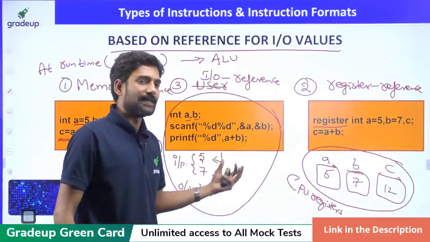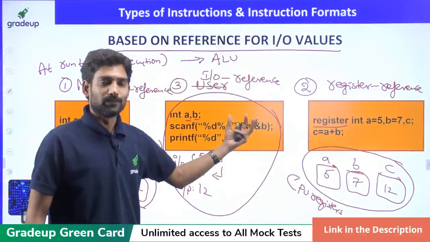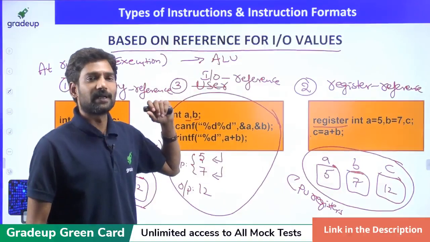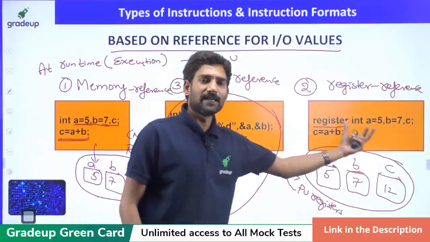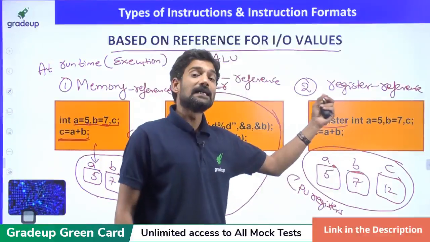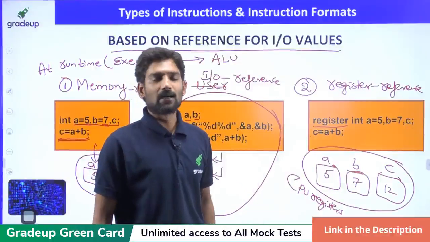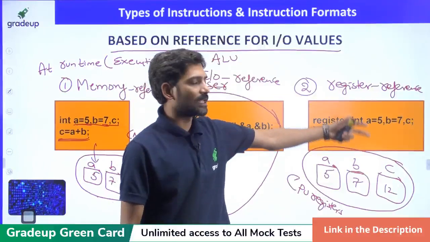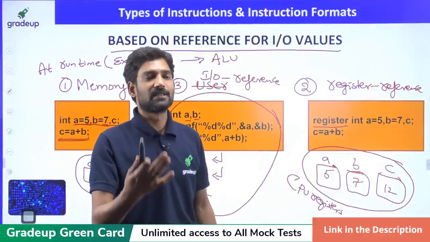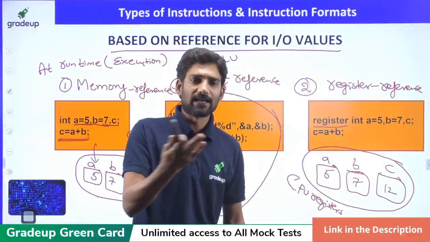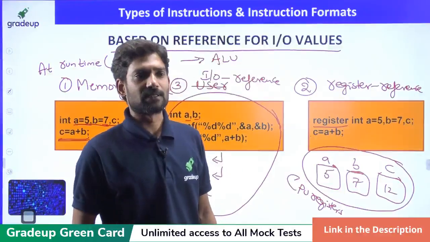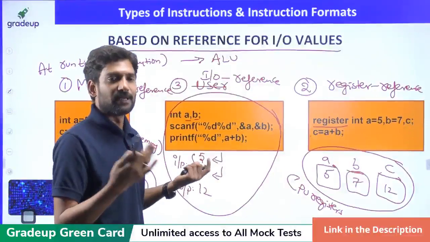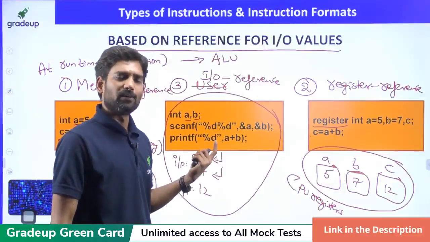If the operand is the value, you can say that is IO reference instruction. If the operands in the instructions are register names like R1, R2, R3 or A, B, C, you can say them as register reference instructions. So add can be memory reference, register reference. Load can be memory reference or register reference, IO reference.